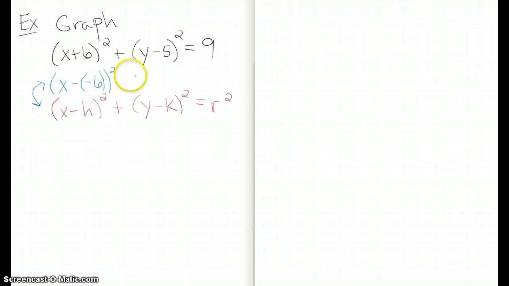We don't have to do that with the rest of this, but let's just rewrite the rest of the equation so we have it here. This part already matches y minus a number, y minus 5, so k has to be 5. Equals 9, I can write as 3 squared, and that'll help us see what r is going to be.